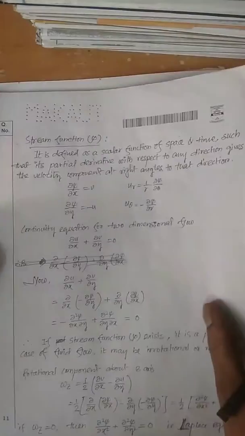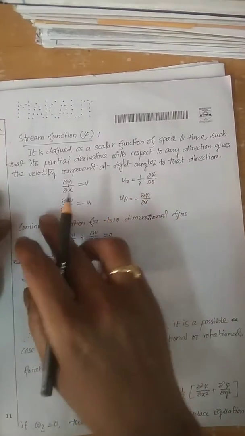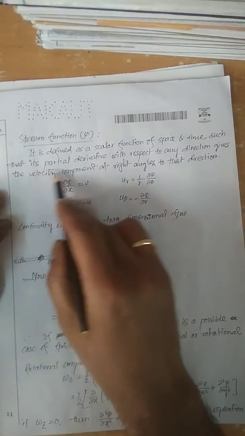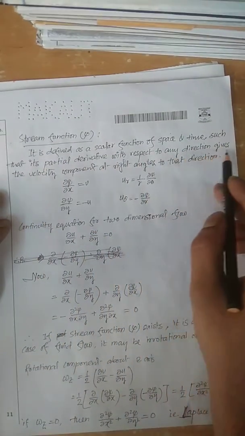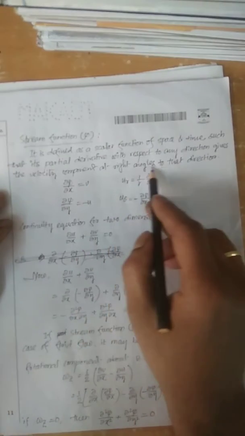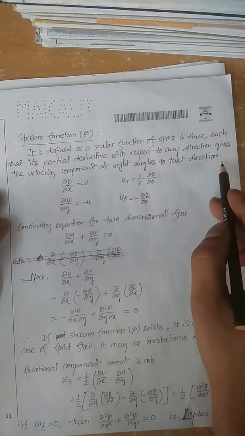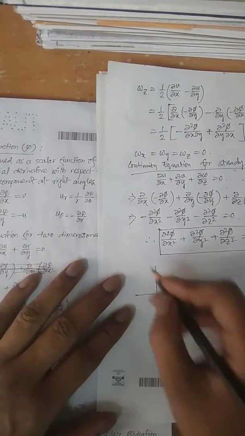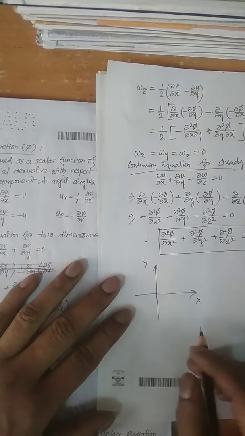Now, stream function. What is stream function? Stream function is defined as a scalar function of space and time such that its partial derivative with respect to any direction gives the velocity component at right angles to that direction. This is the x direction and this is the y direction.